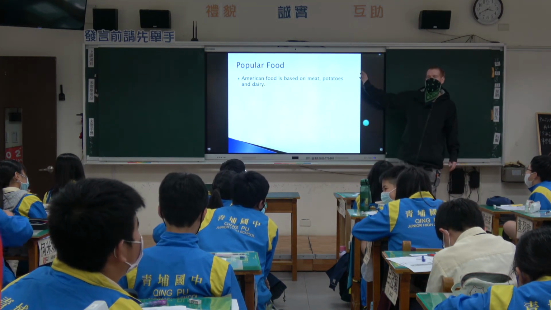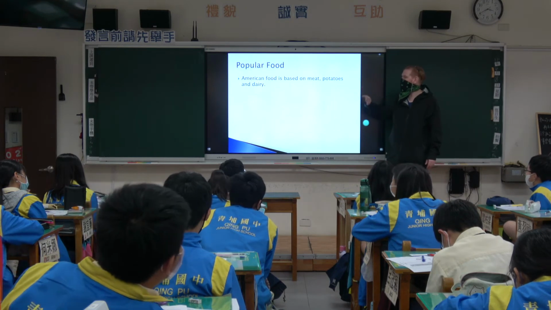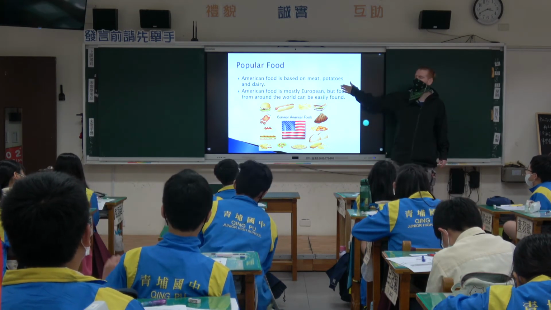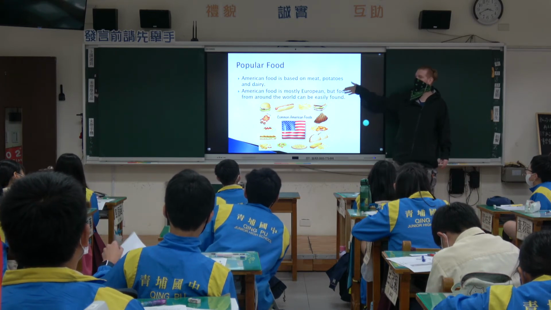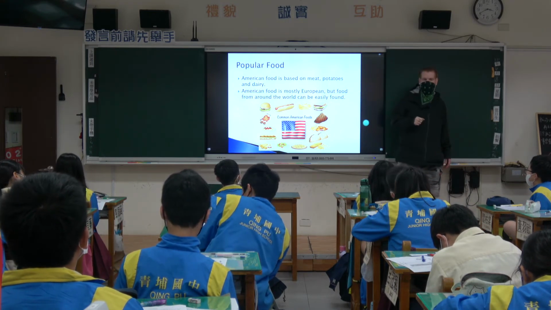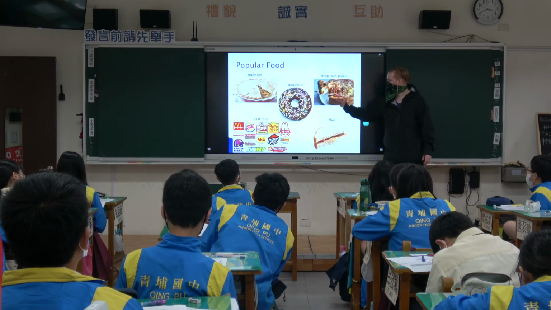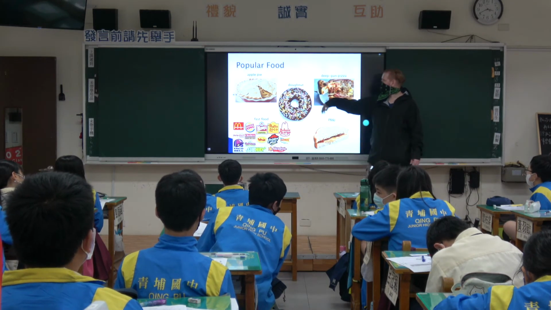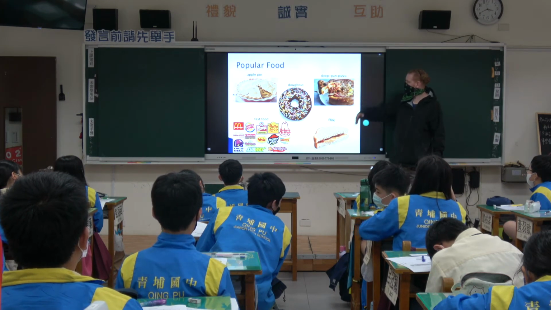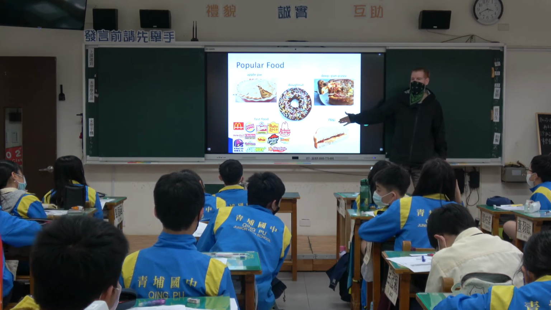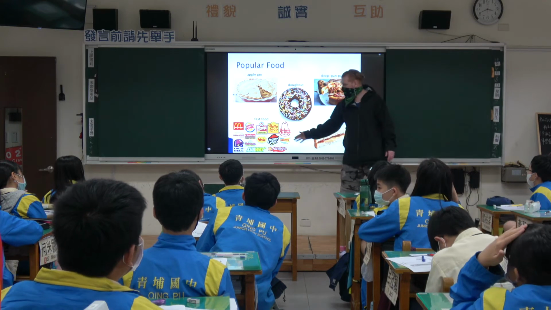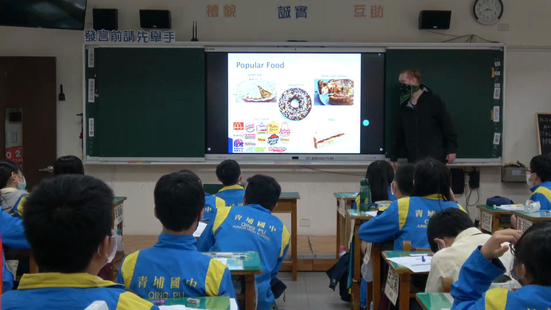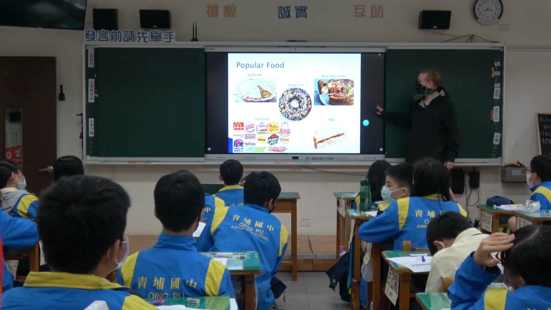American food is based on meat, potatoes, and dairy. It's mostly European, but food from around the world can be found. Famous foods: apple pie, donut, deep pan pizza, peanut butter and jam sandwiches, and fast food. Yes, delicious fast food.